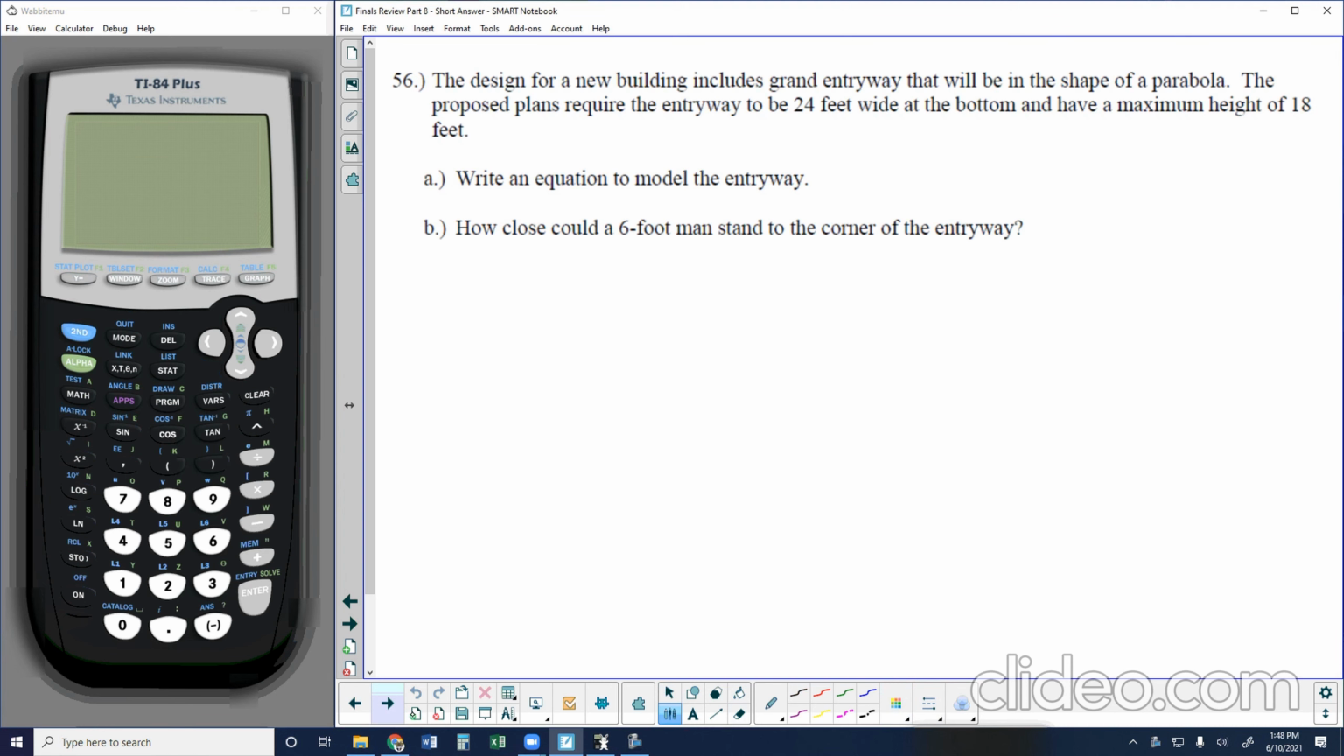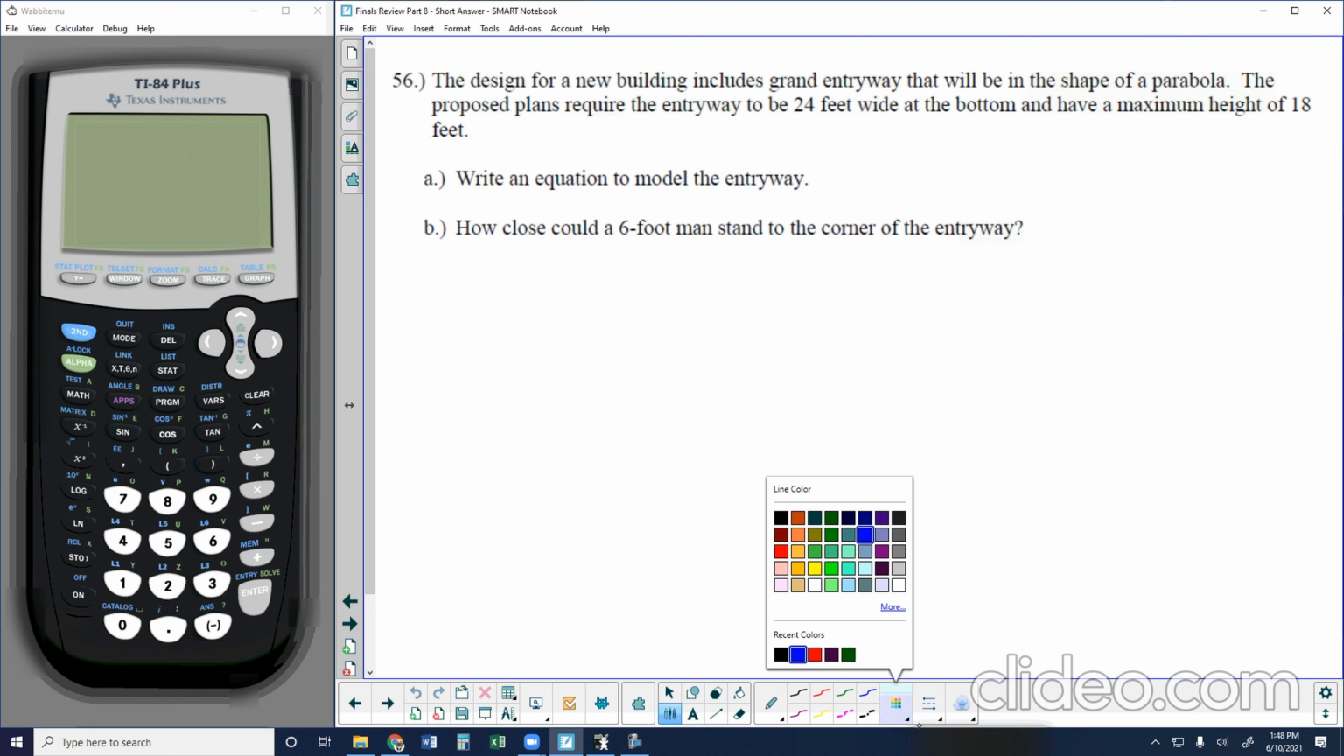Problem number 56 says the design for a new building includes a grand entryway that will be in the shape of a parabola. The proposed plans require the entryway to be 24 feet wide at the bottom and have a maximum height of 18 feet. Write an equation to model the entryway. How close could a 6-foot man stand to the corner of the entryway?